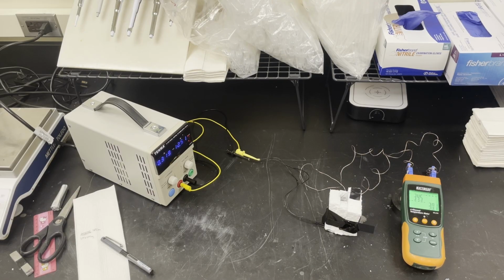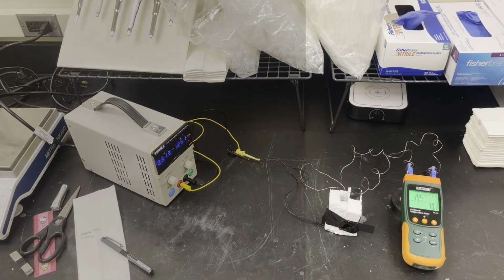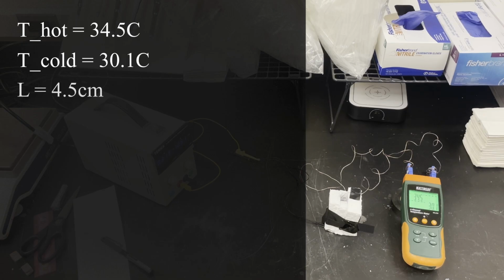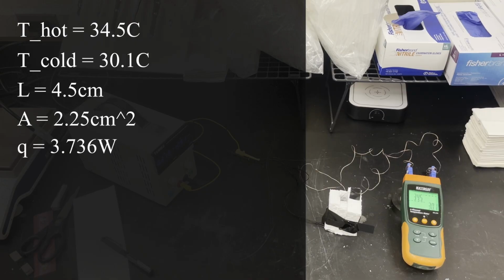For the last part of our demo, we measured the K value for aluminum powder. For the powder at steady state, we measured a T hot of 34.5 Celsius and a T cold of 30.1 Celsius. The distance between the thermocouples was 4.5 centimeters, the area was 2.25 centimeters squared, and the Q value was 3.736 watts, to find a conductivity of 171 watts per meter Kelvin.